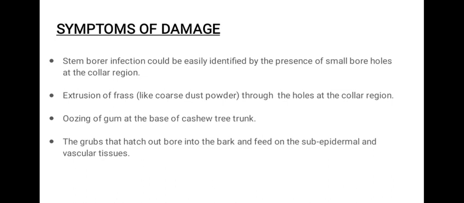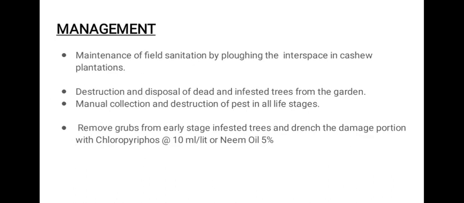Symptoms of damage. Stem borer infection could be easily identified by the presence of stem bore holes at the collar region, the extrusion of frass like coils, the dusty powder, through the holes at the collar region, and oozing of gum at the base of the cashew tree trunk. The grubs that hatch out bore into the bark and feed on the subepidermal and vascular tissues.